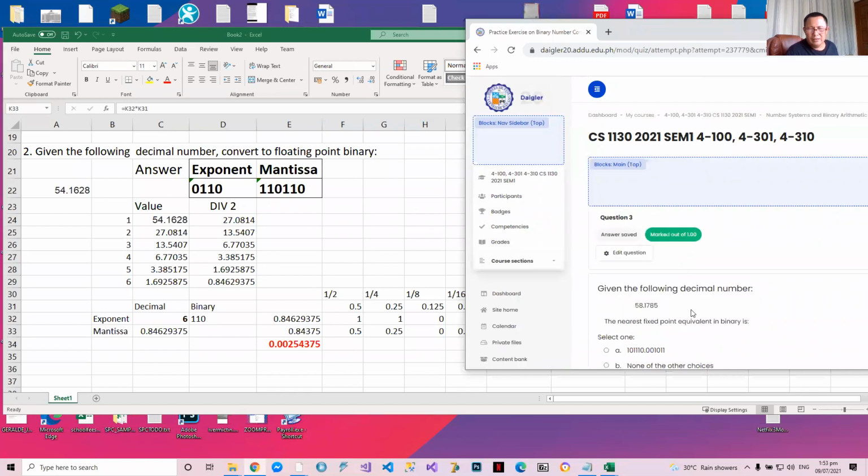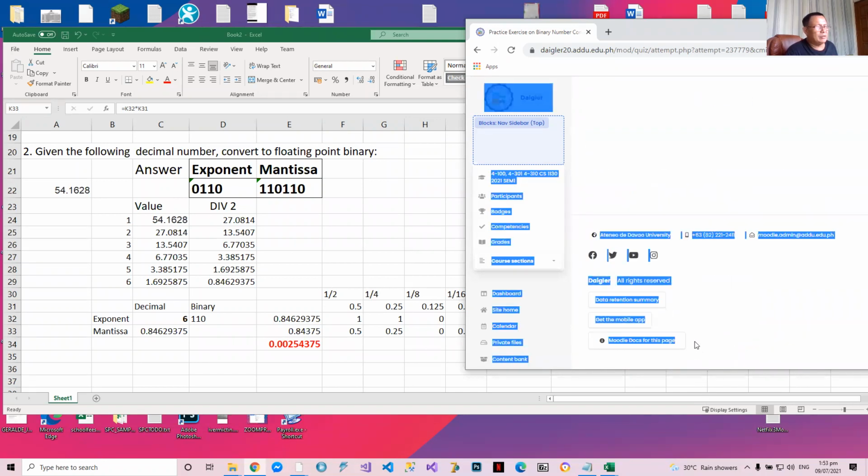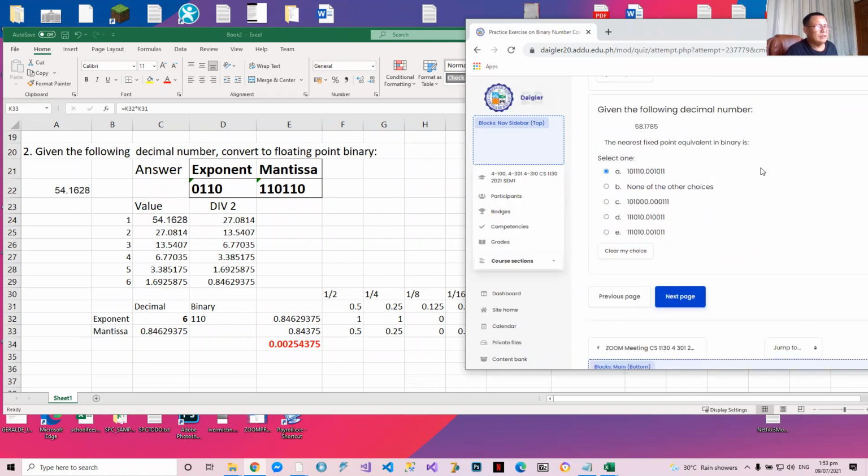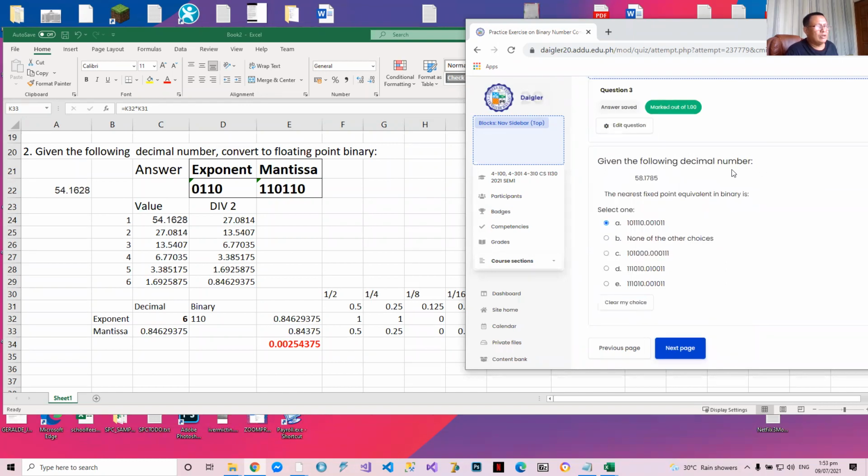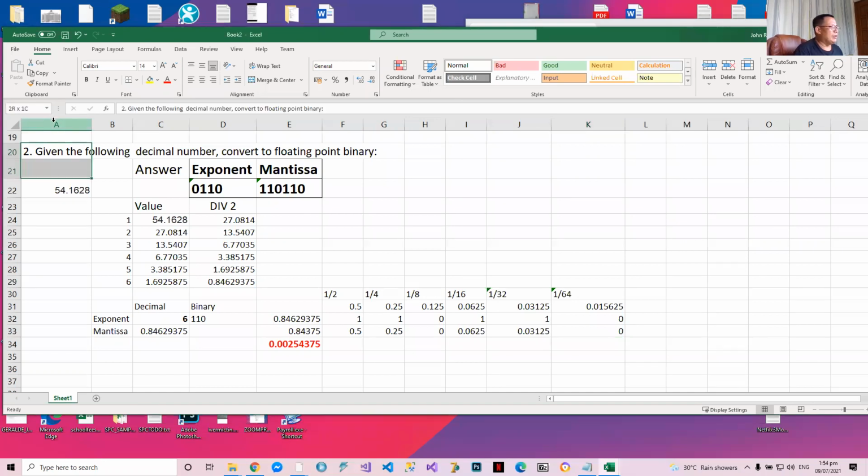Okay. It's in the Dagler. No, you can look at the worksheet yourself, download it, and look at the formulas. Okay. Given the following decimal number, what is the nearest fixed point? We have the same conversion, but this time to a different format. So we have a fixed decimal or binary place. Okay, we'll just copy this, but we'll have a different answer anyway.